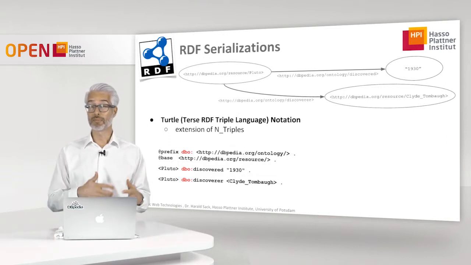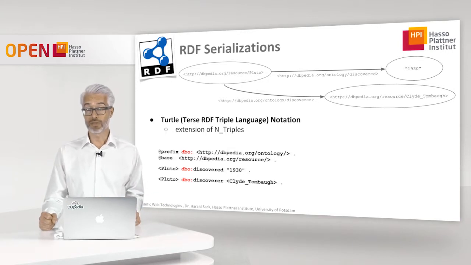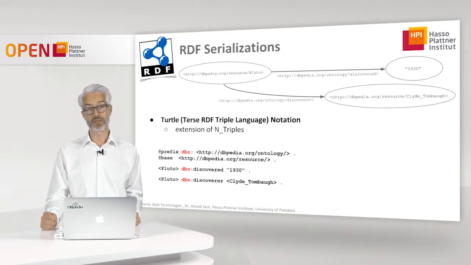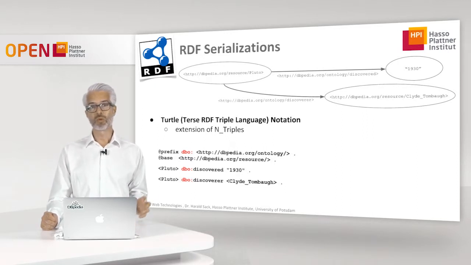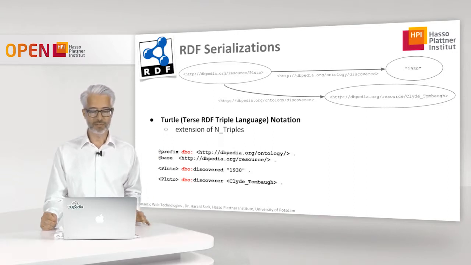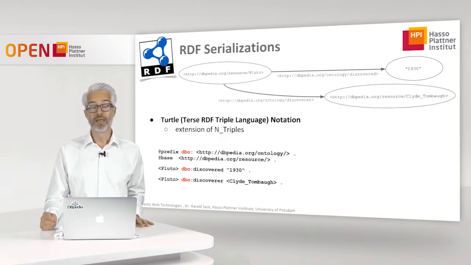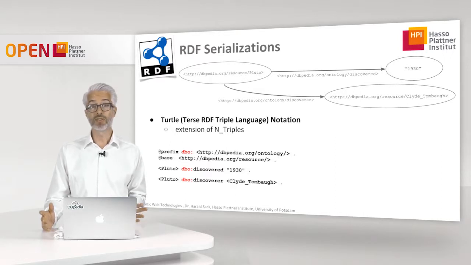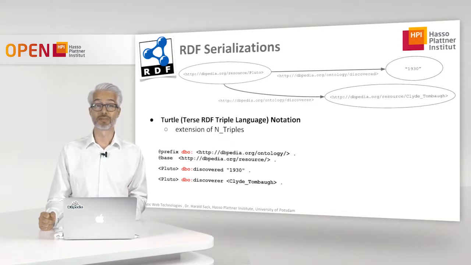But of course, you can imagine that this, especially if many URIs are involved, is on the one hand rather lengthy, and on the other hand, it's difficult to read. So therefore, there is a more concise notation. And this is the so-called turtle notation. This is the terse RDF triple language notation. And this is an extension of the n-triples notation. So what you could do here, for example, is abbreviate these long URIs with the help of so-called prefixes.